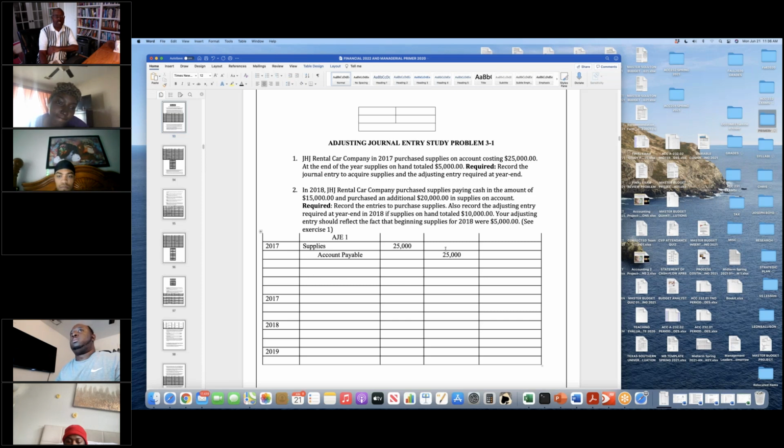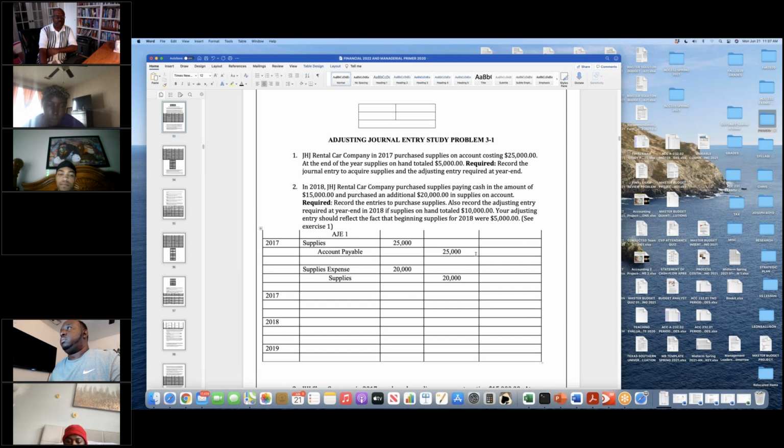So we bought it, and then we make the adjusting entry. We debit supplies expense. And then we credit supplies. So we buy them, they're an asset. Once we use them up, they're no longer an asset. And so we have to make an adjusting entry. And how much was used up? 25 minus 5, the difference. 20,000. Any questions on 2017?